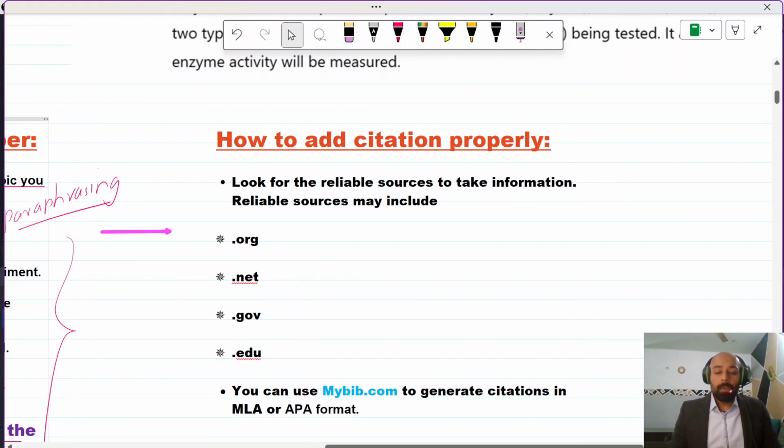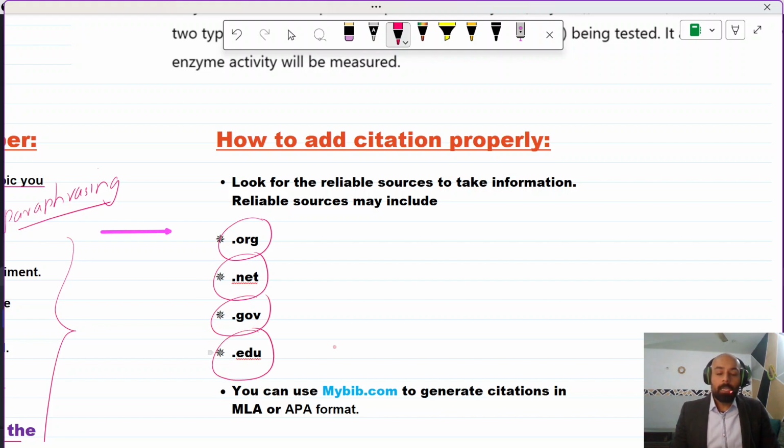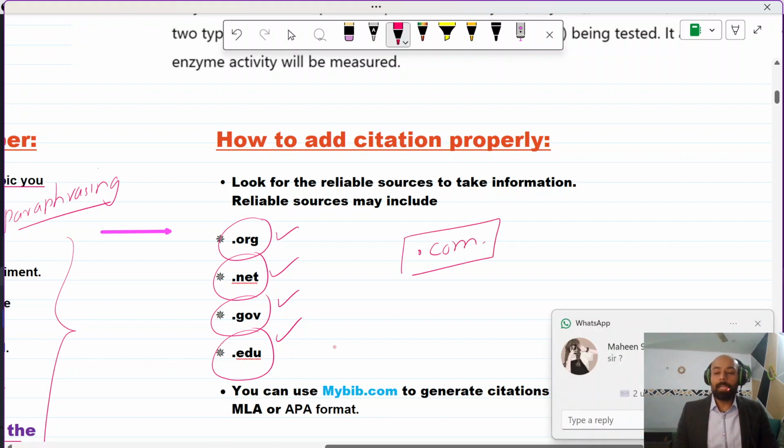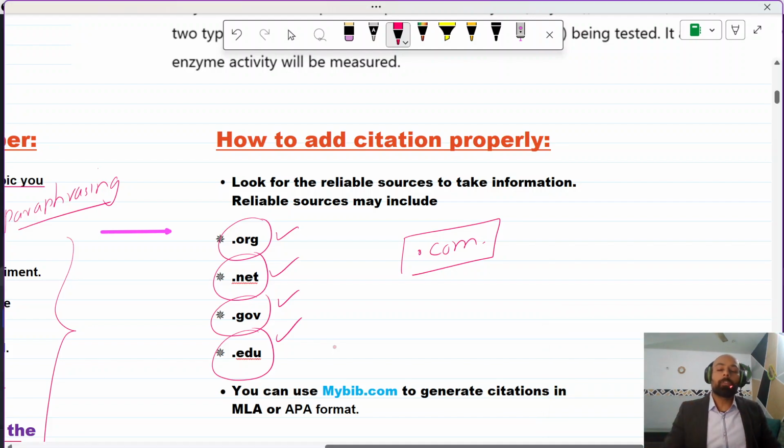Okay, so .org, .net, .gov, .edu. These are technically all reliable sources. And .com is not always a reliable source, because most of the information is from different people. So make sure wherever you're sourcing things, you know very clearly who the person is, what their background information is, what their degree is, and whether they have done any research work or anything like that.